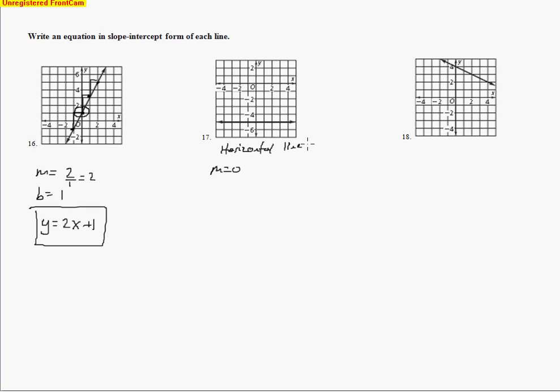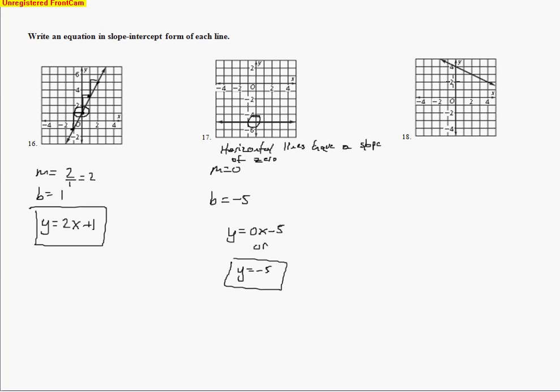always has a slope. Horizontal lines have a slope of 0. And so that's a big concept. So m has to be 0. So where it crosses the y-axis, though, is down here at negative 5. So I'm going to write this as y equals 0x minus 5, or I could just write y equals negative 5.